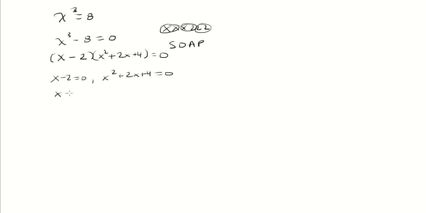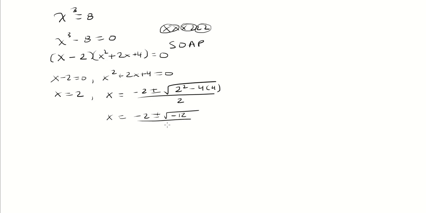We get x equals 2. And then for this one, we're going to use a quadratic formula. So we have negative 2 plus or minus 2 squared is 4, minus 16, that's negative 12, over 2.